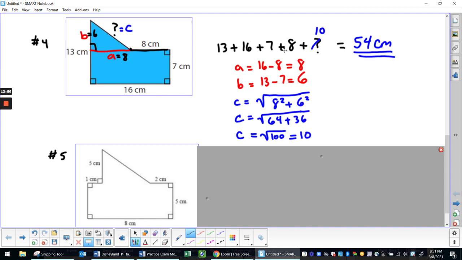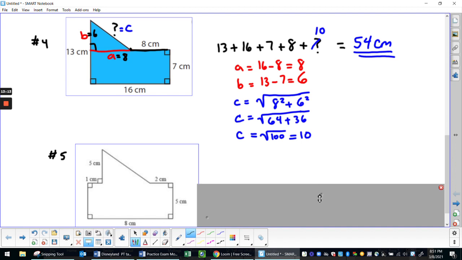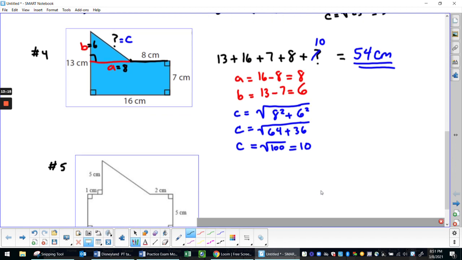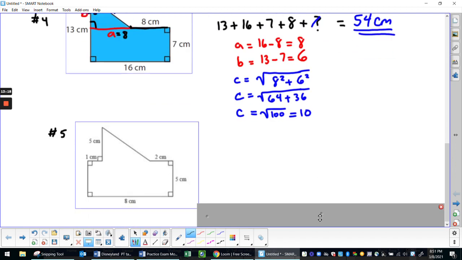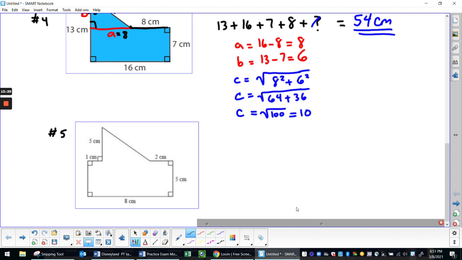And we substitute 10 for the missing side length of the perimeter of this figure. And we get 54 centimeters as the final answer. All right, if you guys were able to follow that, let's go ahead and look at this last question that we have.